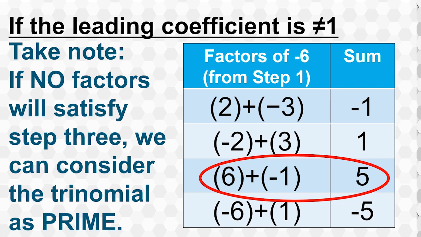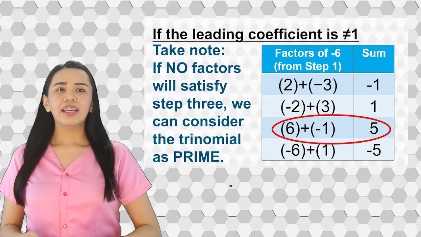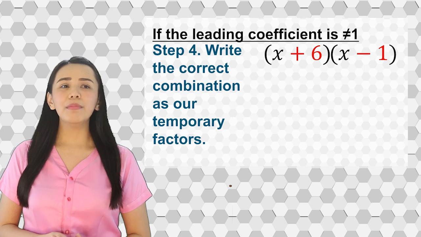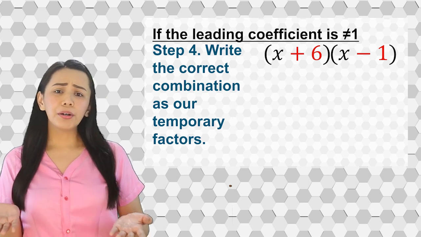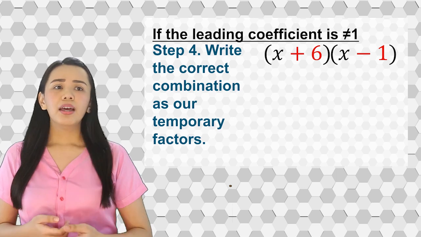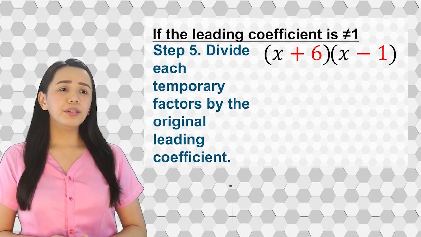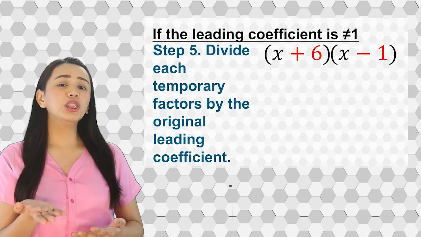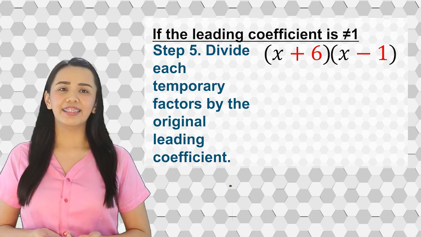Take note that if no factors will satisfy step 3, we can consider the trinomial as prime and use a different way of factoring. But this will be discussed in another lesson. Step 4 is to write the correct combination as our temporary factors. Then step 5 is where we are going to divide them by the original leading coefficient.